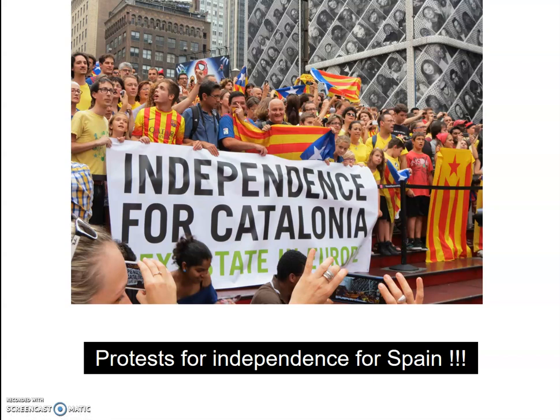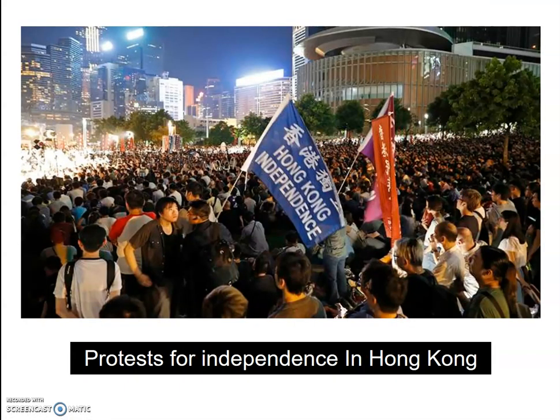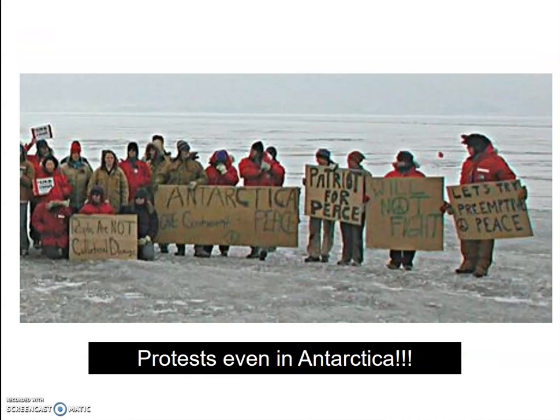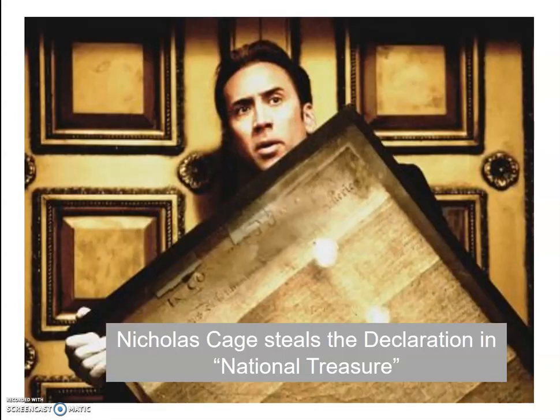Catalonia would like to be independent of Spain. Hong Kong would like to have more freedoms from China. Even in Antarctica, people protesting for more freedoms based on our Declaration of Independence. You kind of wonder, what in the world do you have to protest in Antarctica where nobody even lives permanently? But all of those protests are based on the philosophy of our Declaration of Independence.